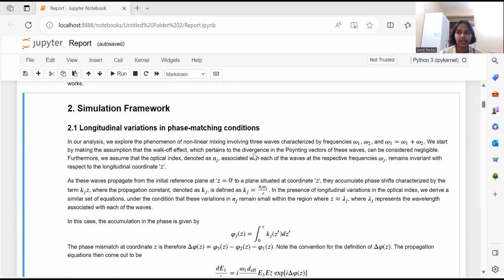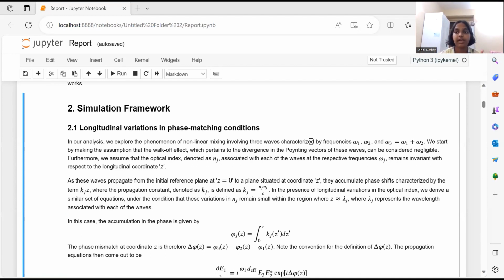So now we are going to discuss the simulation framework, which is basically the equations that we need in our project. We are going to analyze the nonlinear mixing of 3 waves at frequencies omega 1, omega 2, and omega 3 is equal to omega 1 plus omega 2. We start by assuming that the walk-off effect, which means the divergence of the pointing vectors of the waves, is negligible. We also assume that the optical index of the waves is independent of the longitudinal coordinate z.